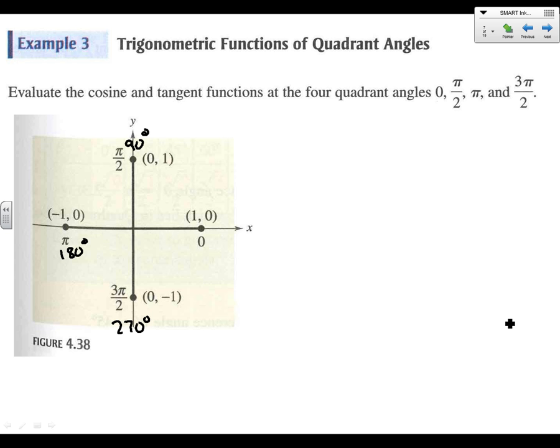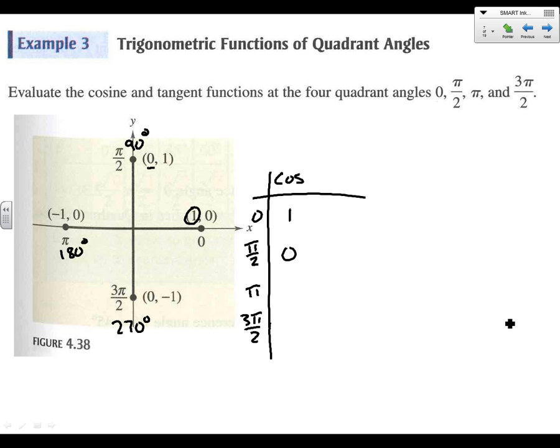So let's start with cosine. I'm going to make a little table here. Let's do 0, pi over 2, pi, and 3 pi over 2. Alright, all of our options. So cosine at 0, we're looking for the x value if we're talking about cosine. So in this case, our x is 1. At pi over 2, the x value is 0. When we go over to pi, our x value is negative 1. And when we come down here to 3 pi over 2, or 270, we go back to 0 for the x values.